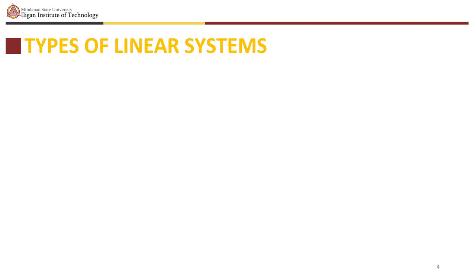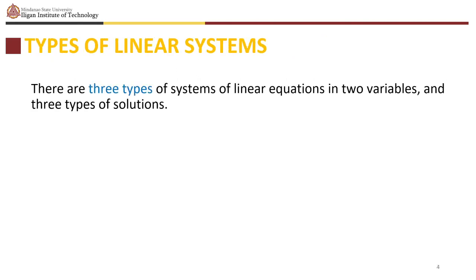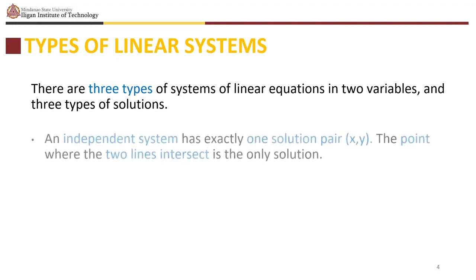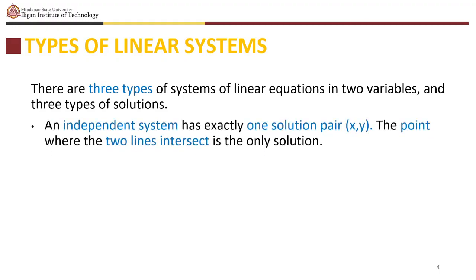What are the types of linear systems? We have three types of systems of linear equations in two variables, and we also have three types of solutions. The first one is what we call an independent system, which has exactly one solution pair. And that solution is the point of intersection of the two lines.